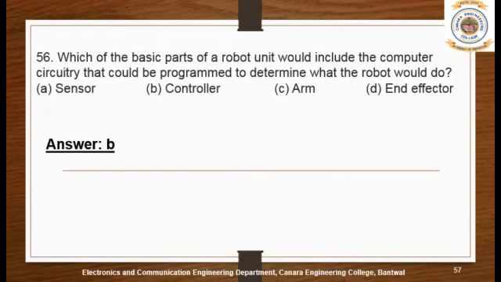Which of the basic parts of a robot unit would include the computer circuitry that could be programmed to determine what the robot would do? Either its sensors, its controls, its arm or its end effector. Normally it is a controller, because whatever robot is used, it is used for process control. Whatever process like lifting, dropping or moving anything is done by using the controlling unit of a robot. So that is a controller.